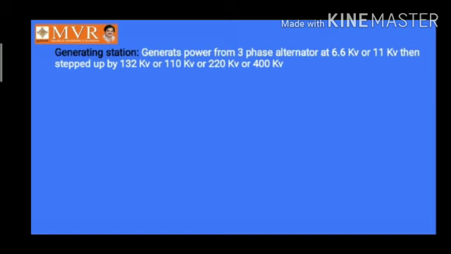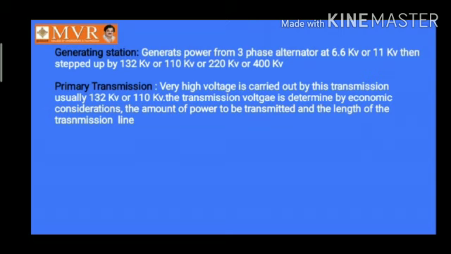As I said, the generating station will generate power with the help of a three-phase alternator, generating a voltage of 6.6 kV or 11 kV. Then it is stepped up to 132 kV or 110 kV or 220 kV or 400 kV. Next, the primary transmission. Primary transmission will have a very high voltage, because we need to transmit the power over a far distance.